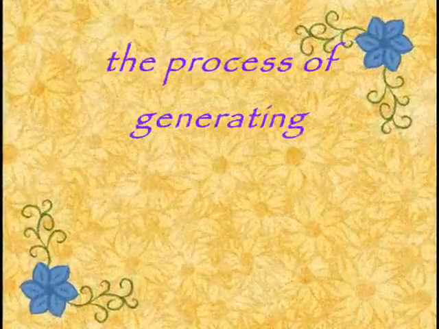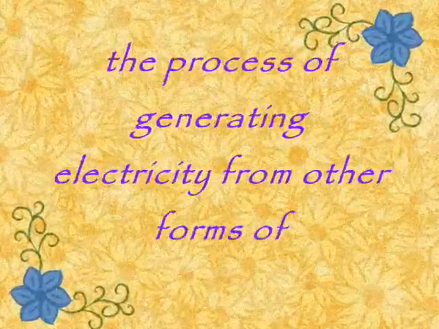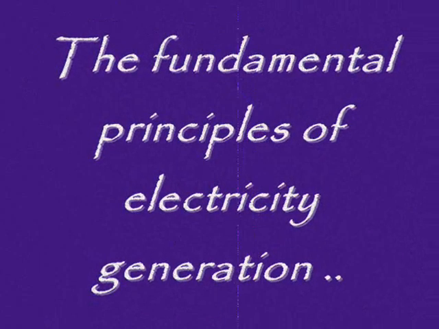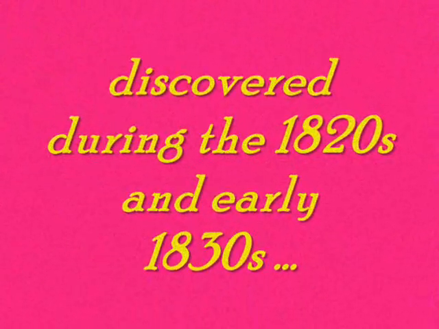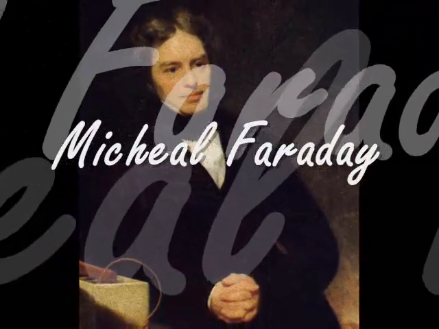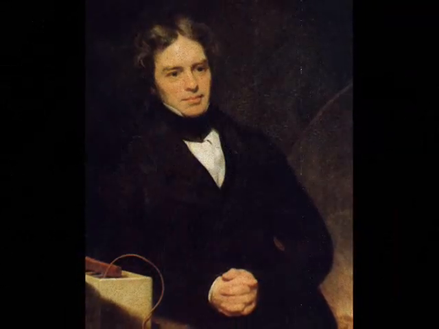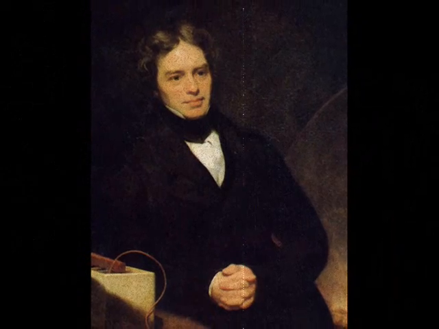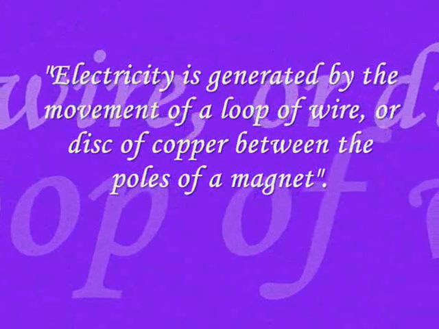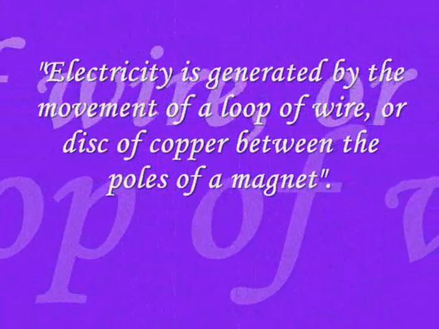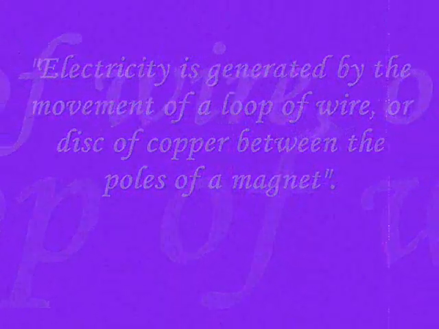Electricity generation is the process of generating electricity from other forms of energy. The fundamental principles of electricity generation were discovered during the 1820s and early 1830s by the British scientist Michael Faraday. His basic method is still used today. Electricity is generated by the movement of a loop of wire or disc of copper between the poles of a magnet.